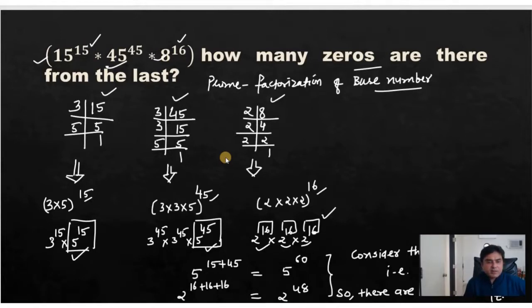So how many powers are there of 5? It is 15 plus 45, which is 60. And how many powers of 2? It is 16 plus 16 plus 16, so it is 48. Now 60 and 48: the lower value is 48. So there are 48 zeros in this particular product.